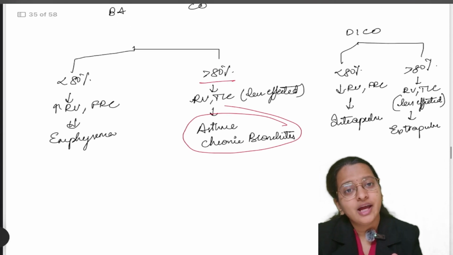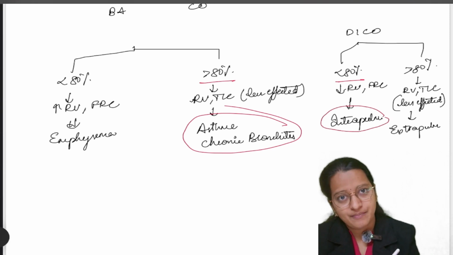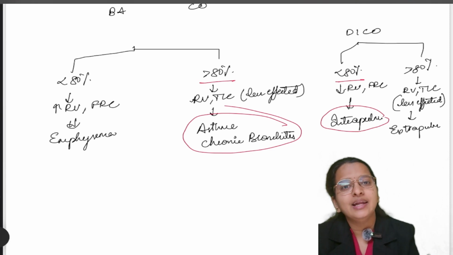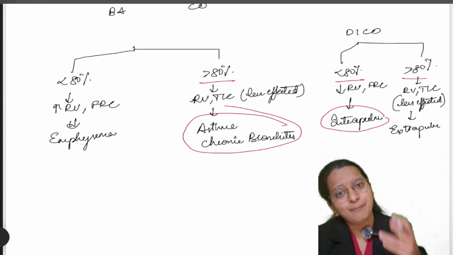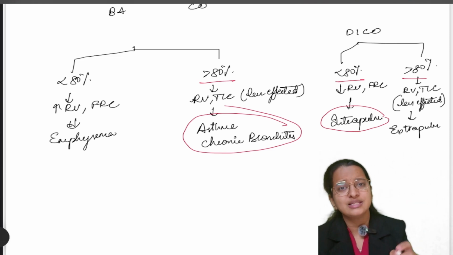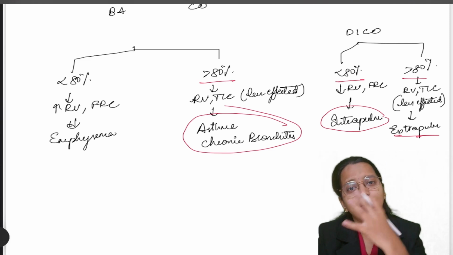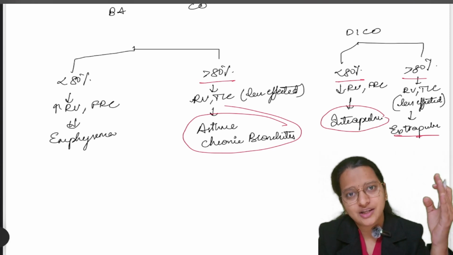In restrictive, if the DLCO is less than 80% and there is a decrease in residual volume and FRC, it is intrapulmonary restrictive disease. If the DLCO is greater than 80% and RV and TLC are not much affected, that means it is extrapulmonary. So this is how we differentiate between obstructive and restrictive, different obstructive diseases, and intrapulmonary and extrapulmonary restrictive diseases.